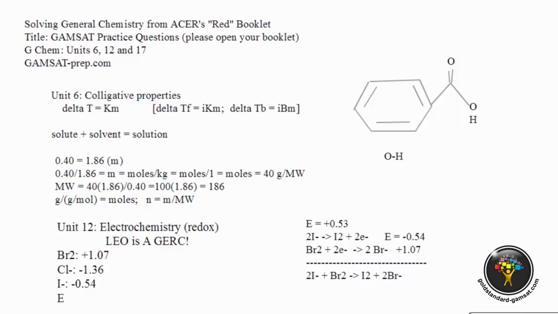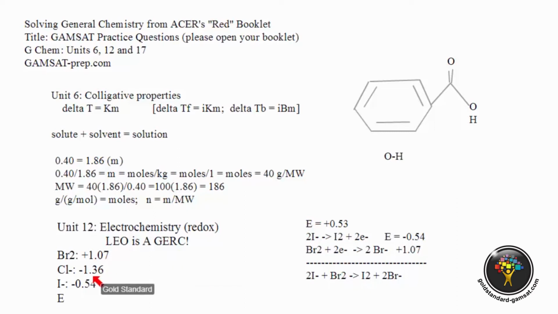By the way, during the exam, I would never write the complete reaction. I would just write what I did in the left side. Okay, yeah. I would only write this. Br2 is plus 1.07. Cl minus is negative. I minus is a smaller negative number. And together, this positive and this negative number makes a positive number, which means spontaneous as written. That's all that would have to happen.